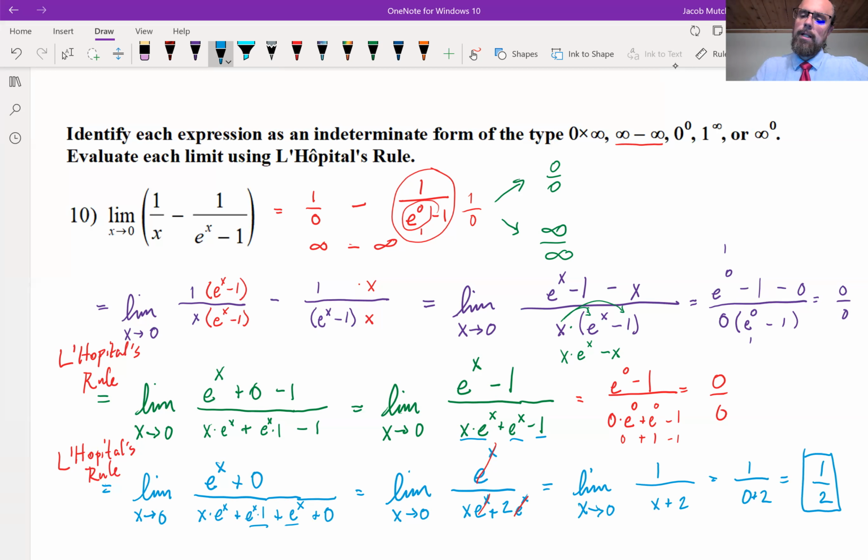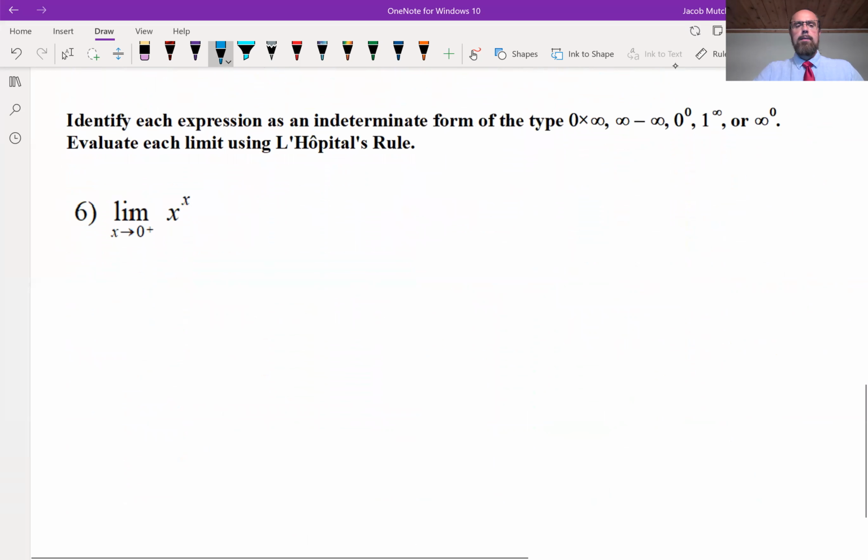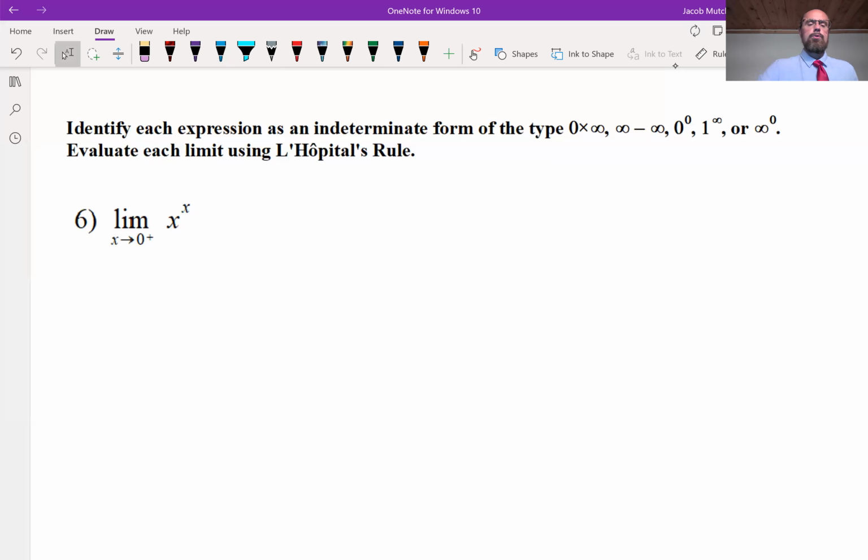So we did have to apply L'Hopital's rule twice to that example, but it got us to the limit after both applications were done. Let's take a look at our final example. So here I have the limit as x approaches 0 from the right-hand side of the function x to the power of x. So I can see right away that is the form 0 to the power of 0.